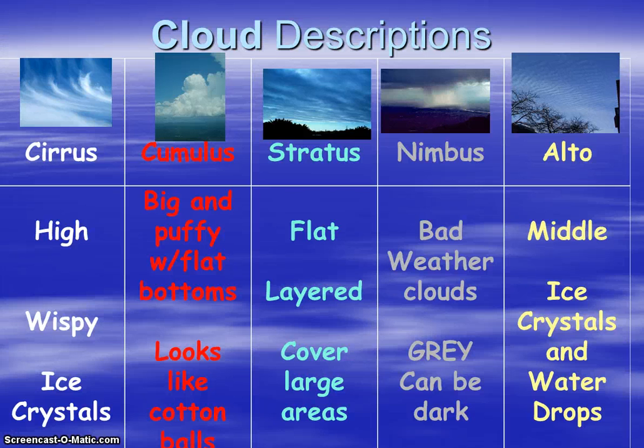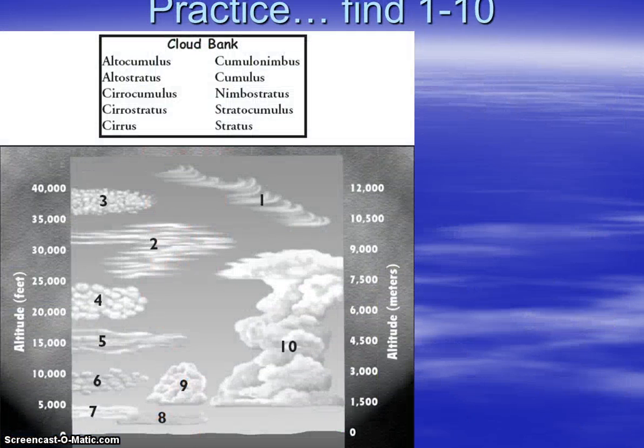Now that we have finished the chart, I want you to turn your page over, and we're going to see how we can combine these words to create 10 different types of clouds. So on the back you will see numbers 1 through 10. And I want you to look at each cloud as it's numbered and see if you can pick out from the cloud bank what cloud we're talking about.